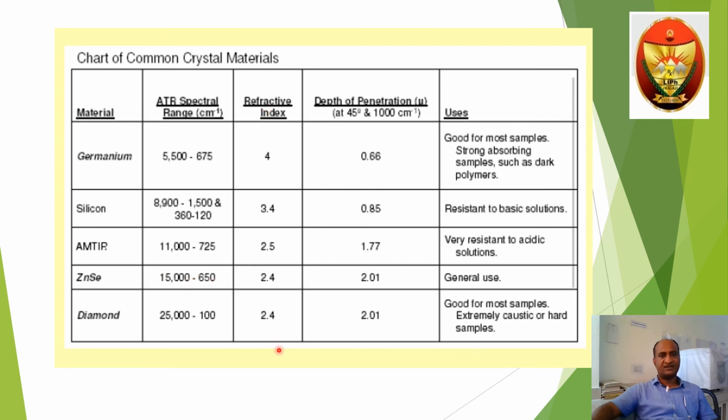These are the refractive index values for the ATR materials, and this is the depth of penetration at 45 degrees and 1000 reciprocal centimeters. Germanium is preferred for samples with strong absorption and dark polymers. Silicon is resistant to basic solutions, and zinc selenide is used for general purposes. Diamond is preferred mainly for all kinds of compounds, from caustic to hard samples.